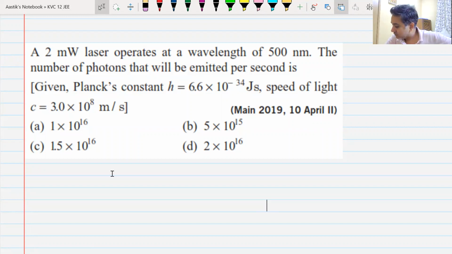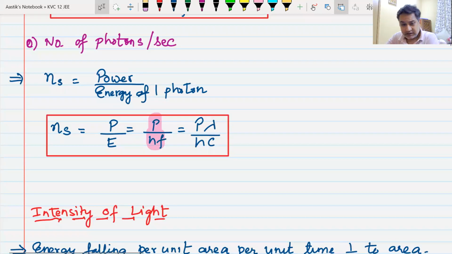Which one? See, I'll take you back. I've told you everything that can ever come in an examination hall. Lambda by hc. Yes, I'm just getting to that point where I gave you that formula. And here, see, number of photons per second, I gave you this. P lambda by hc. You just have to put P lambda by hc here and you are done. That's it, you are done. P lambda by hc.